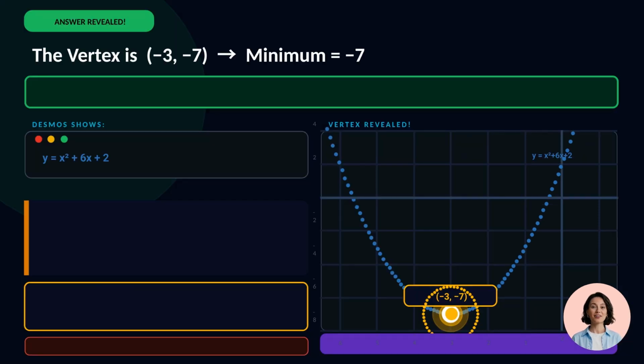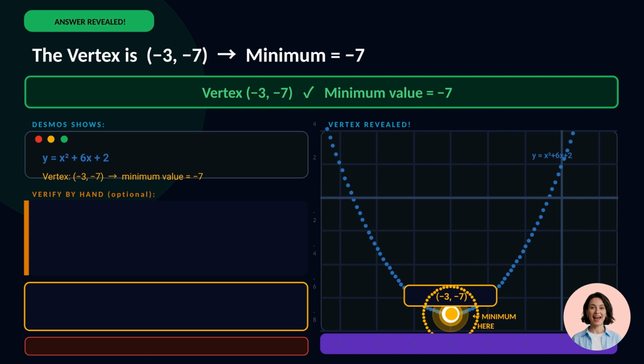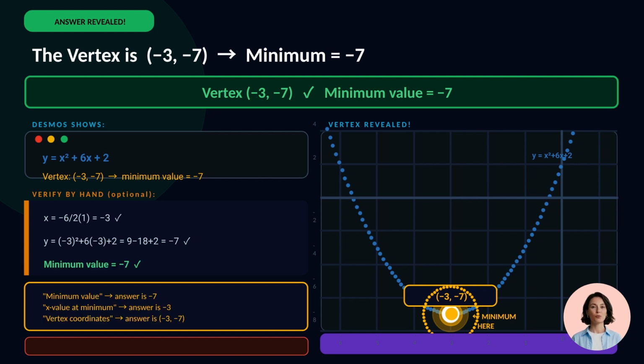Welcome back. The vertex is (-3, -7). So the minimum value is -7. If you want to check by hand, x equals -6 over 2 equals -3, then plug in to get y equals -7. Match. Remember the wording: minimum value is the y coordinate, x at the minimum is the x coordinate. On a 10-question test, this saves you roughly 7 minutes.